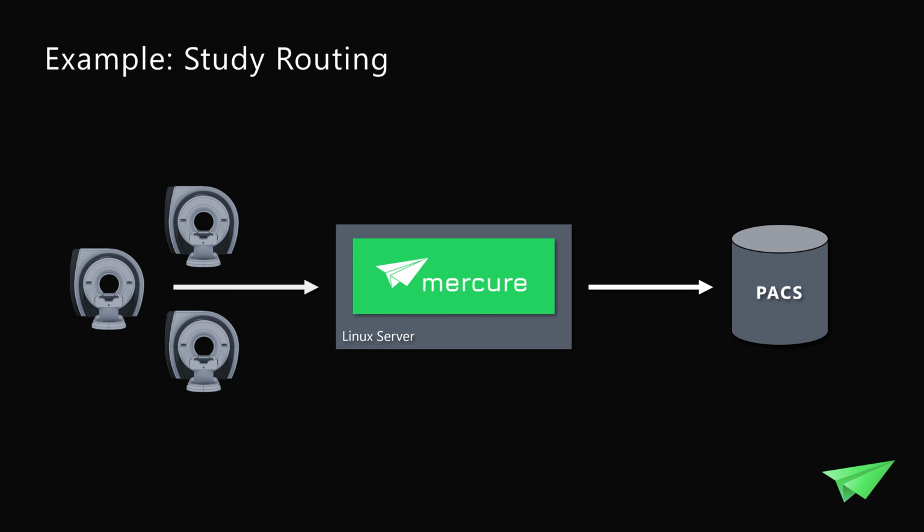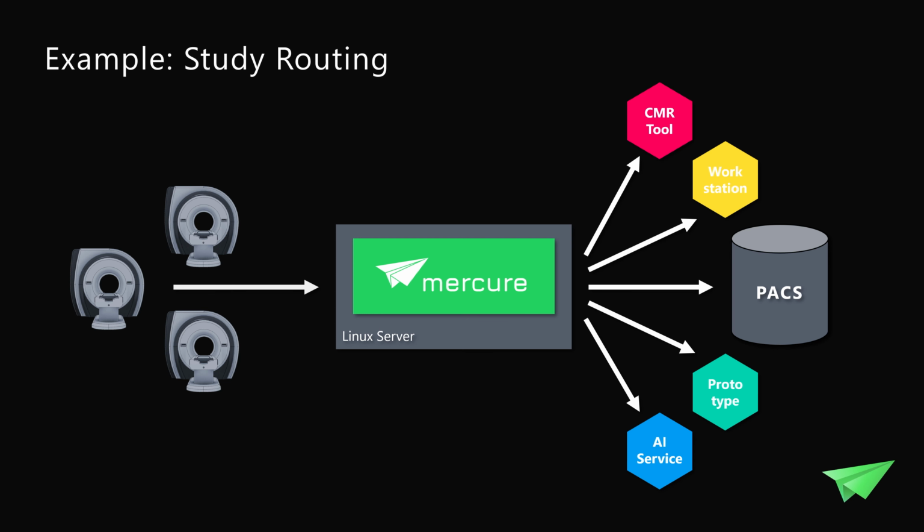The second use case for Mercure is study routing. In clinical practice, typically not only the PACS is used, but people use a number of different software tools and workstations. And it can be quite cumbersome if you need to manually send the studies to all these different destinations, especially if you use a lot of prototypes and if you are quite often adding or removing prototypes. And this is something that Mercure can also automate.